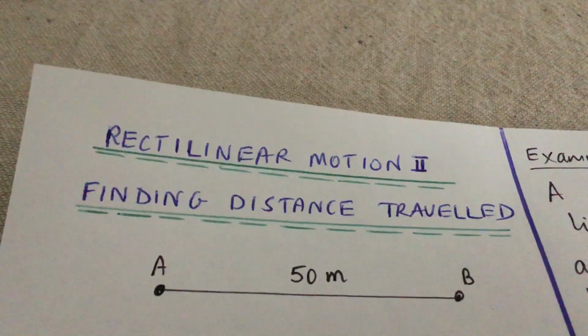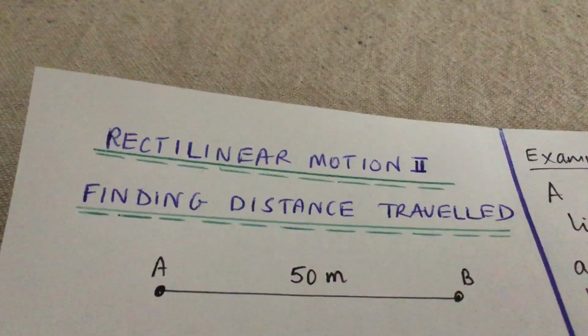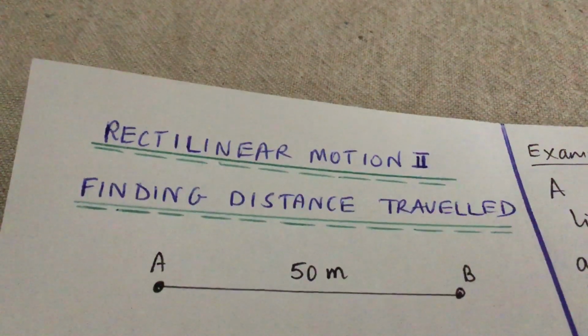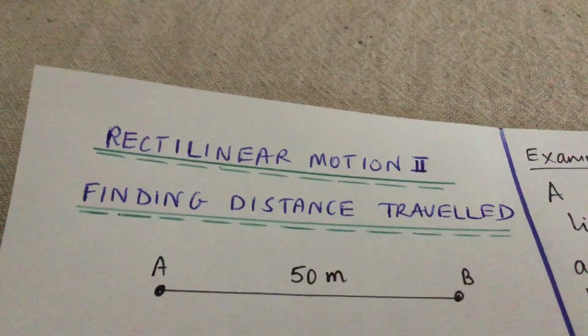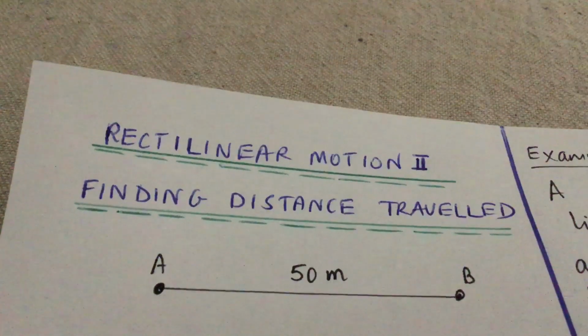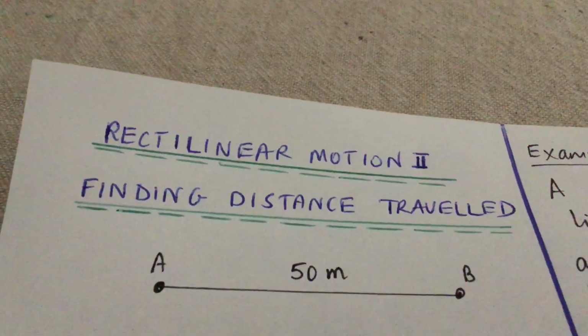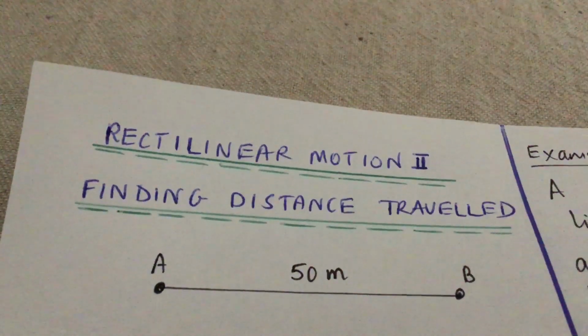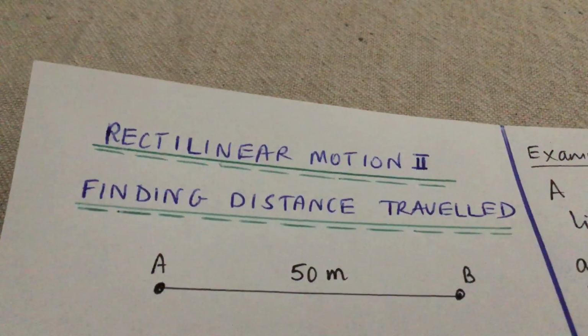So in this one we're going to have a look at rectilinear motion again, part 2, and we're going to find distance travelled. So let's take a simple example. Say you want to travel from A to B and go back to A. So we're going to find the difference between distance travelled and displacement.